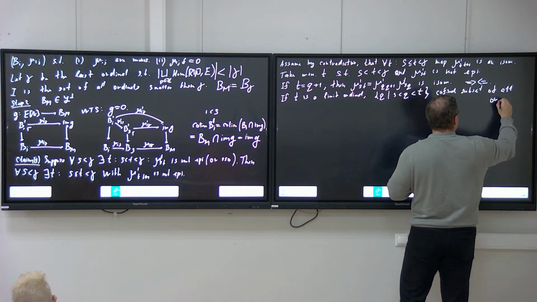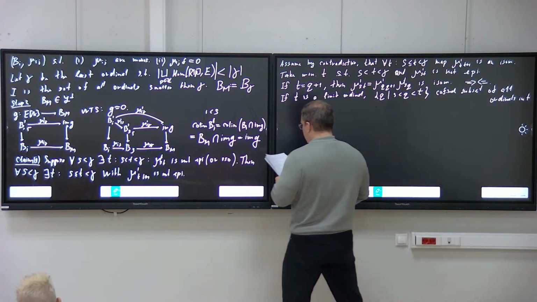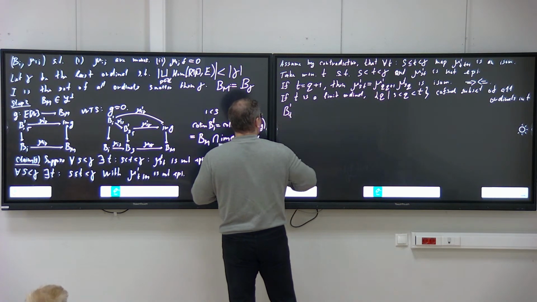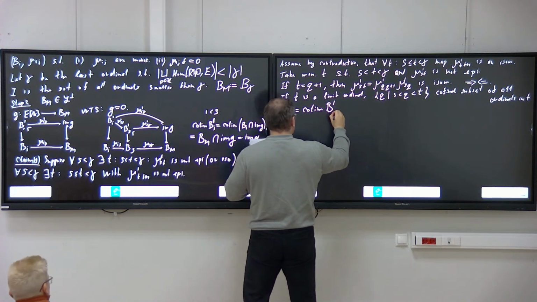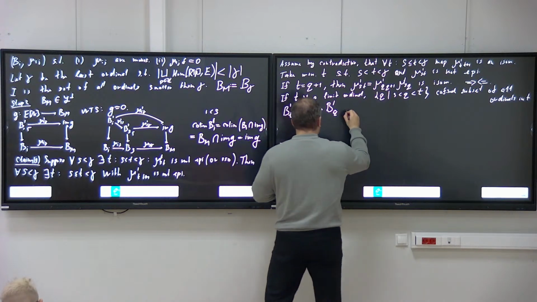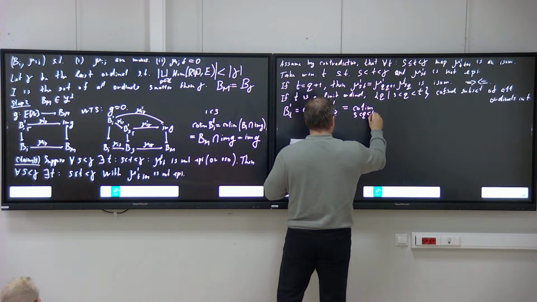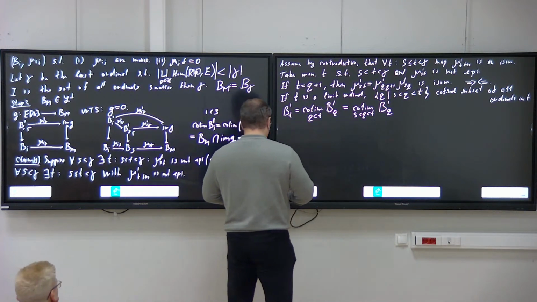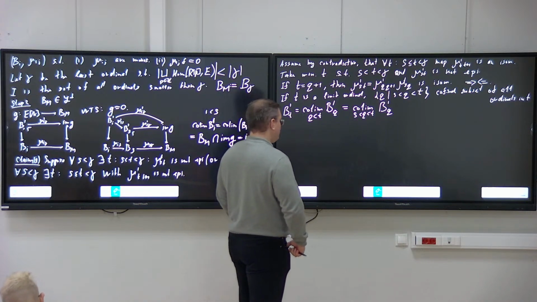Of all ordinals in the ordinal T. And then object B prime with the index T, which is the colimit of the B prime Q, where Q is less than T. Or I can as well say that this is the same colimit for the Q between S and T, right? If I take a colimit, I can take the colimit of a cofinal subset, it's still the same colimit.